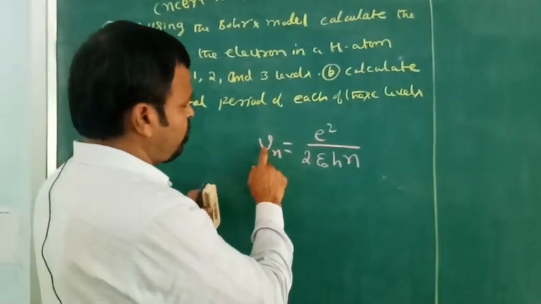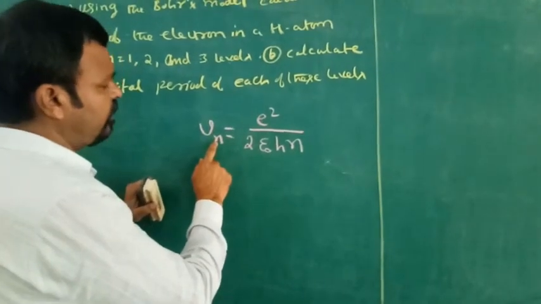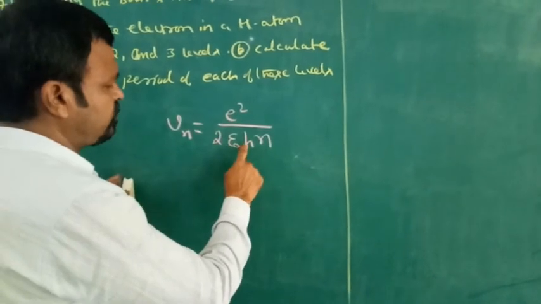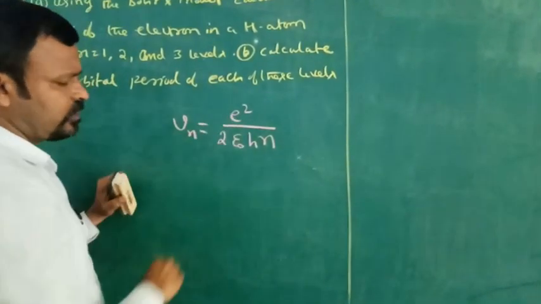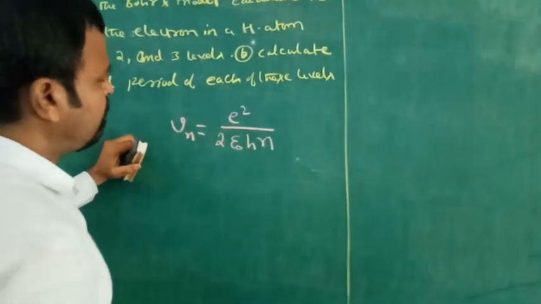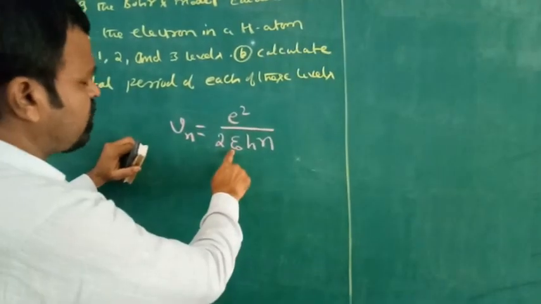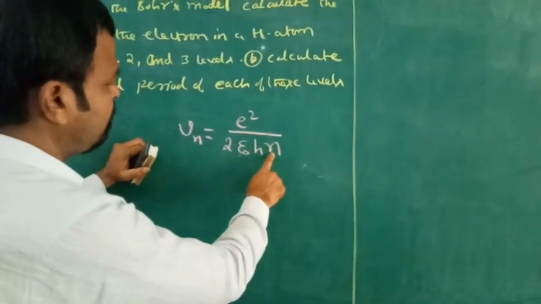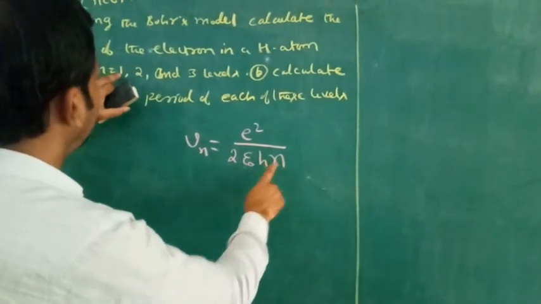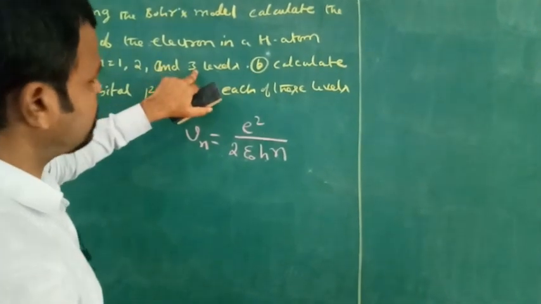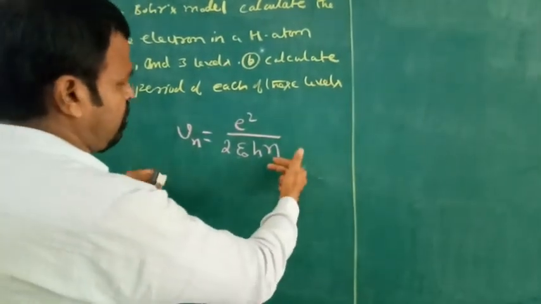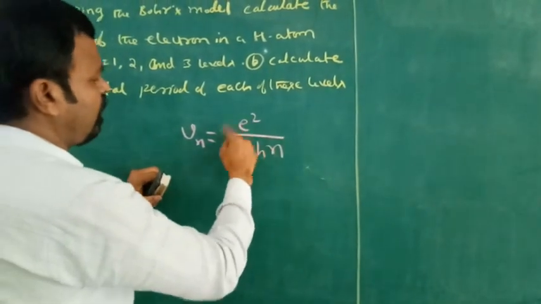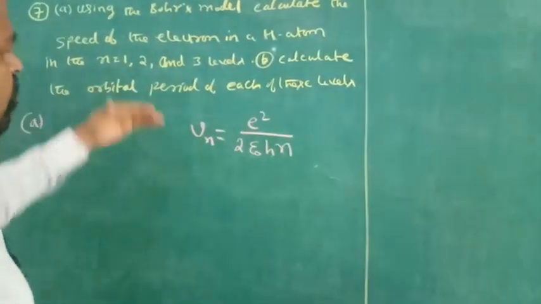This is the velocity of an electron in the nth orbit, which is equal to e square divided by 2 epsilon naught h n. Here e is the charge on the electron, epsilon naught is the permittivity of free space, h is Planck's constant, and n is the orbit number. Here the first orbit, second orbit and third orbit are there, so the n values are 1, 2, 3, and all constants are given in the problem.